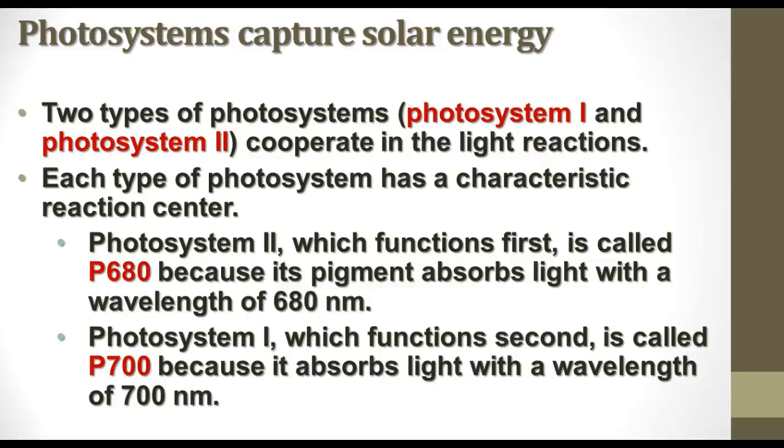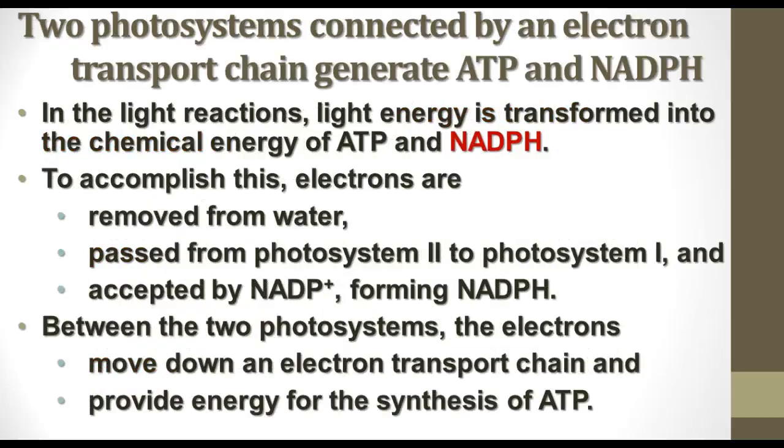Photosystem II, which is actually the first one to be activated, is called P680, P for photosystem, because the pigment in Photosystem II absorbs light with a wavelength of 680 nanometers. Photosystem I, which is the second one in the process, is called P700 because its pigment absorbs light with a wavelength of 700 nanometers. So slightly different wavelengths activate these two different photosystems in the leaves.